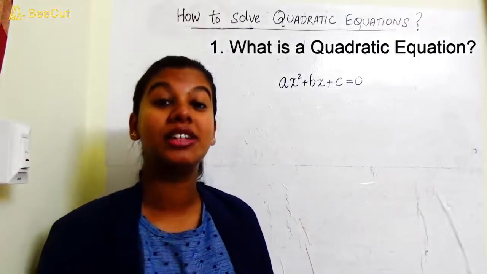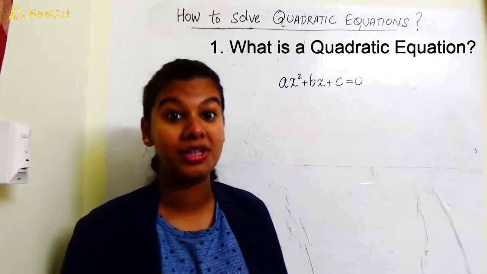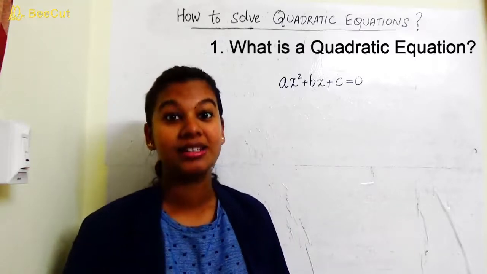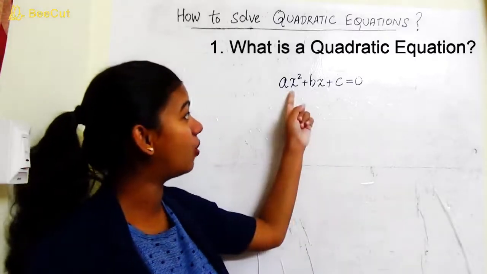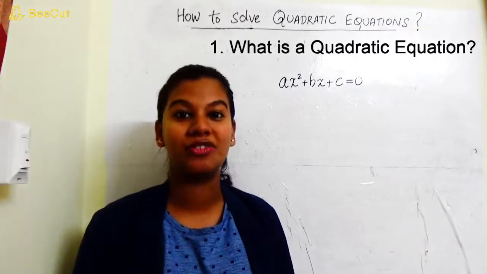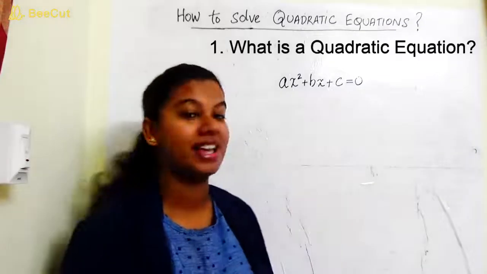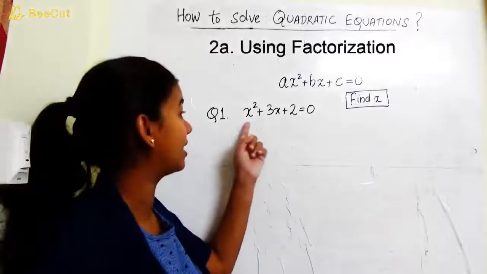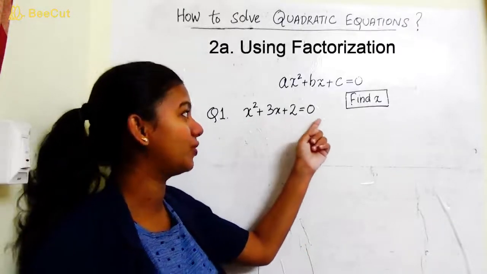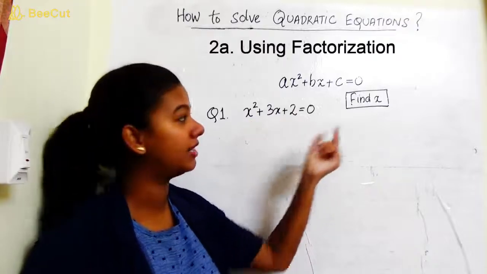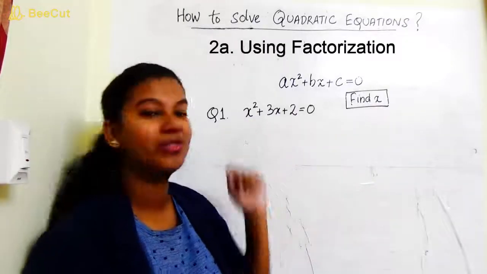And mostly the questions which come in competitive exams are to solve this quadratic equation, that is, to find the value of the variable x. That is all we need to do whenever we get a quadratic equation. So the first question is x square plus 3x plus 2 equal to 0, and we have to solve this, that is, find the value of x.